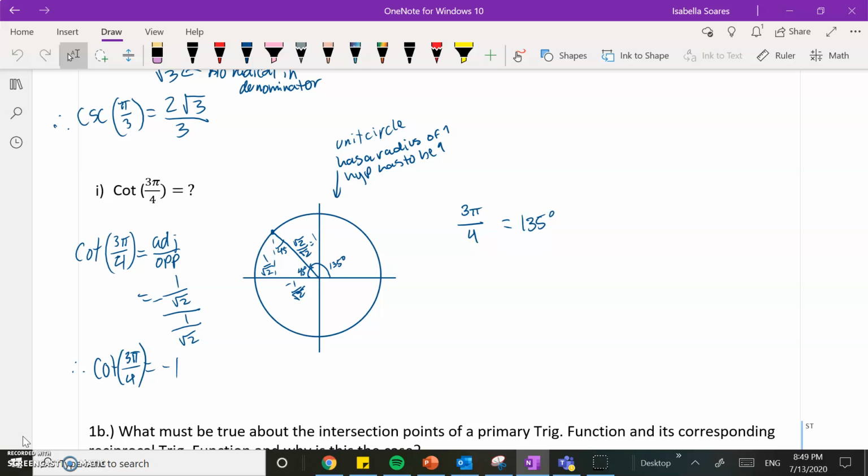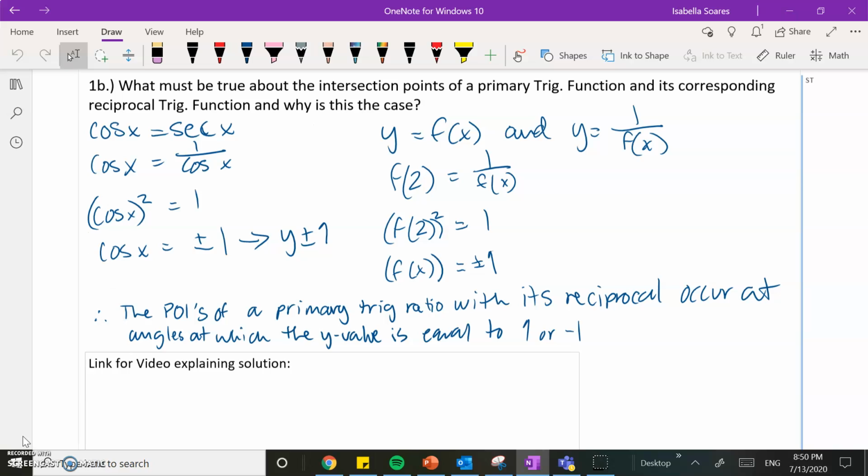And the cotangent of 3 pi divided by 4 is the opposite of tan. So instead of opposite over adjacent, it's going to be adjacent over opposite. So the adjacent side to the 45 degree related acute angle is negative 1 over root 2, and the opposite to the 45 degree is going to be 1 divided by root 2. So therefore I'm going to get negative 1 over root 2 divided by positive 1 over root 2. So therefore the cotan of 3 pi divided by 4 is equal to negative 1.